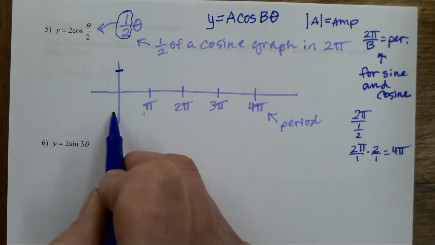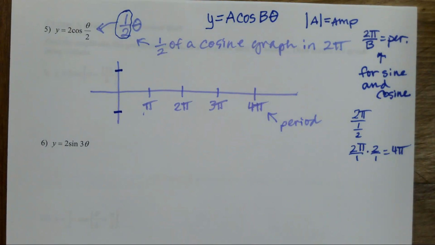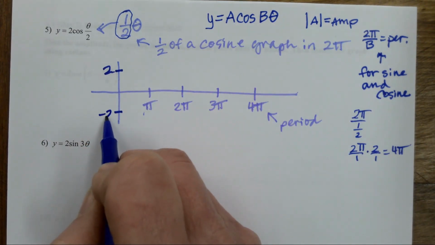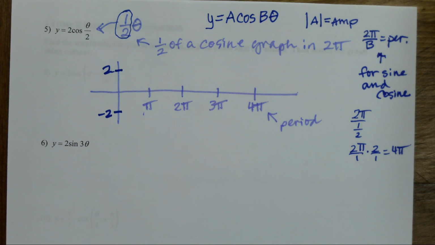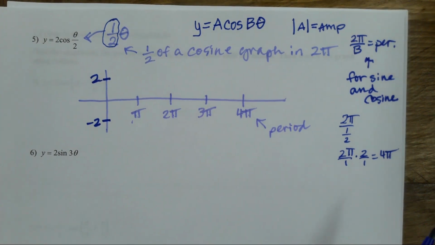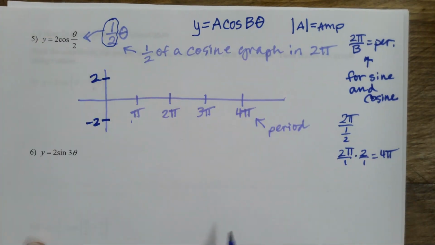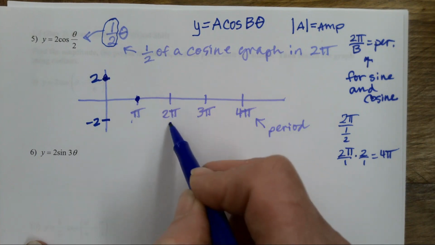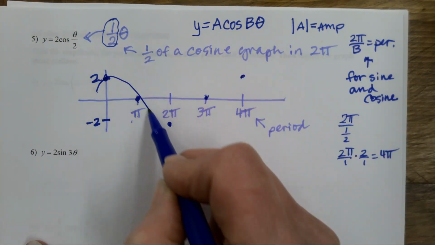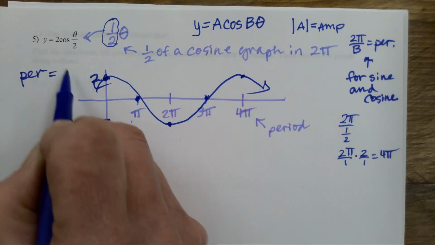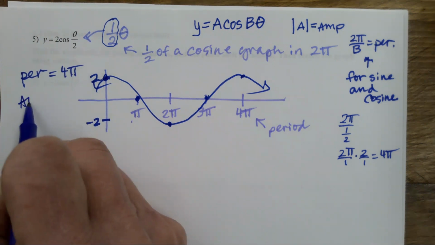Then I have my adjusted amplitude. My amplitude is the absolute value of the number in front. The distance will never be negative, so if the number in front is negative, which we'll come across shortly, we have to change it to positive for a distance. Okay? So now that I have everything labeled, I can go in and graph my cosine. I know what cosine looks like. I put my 5 dots on here, and I sketch my graph. And I state that my period is 4 pi, and that my amplitude is 2.